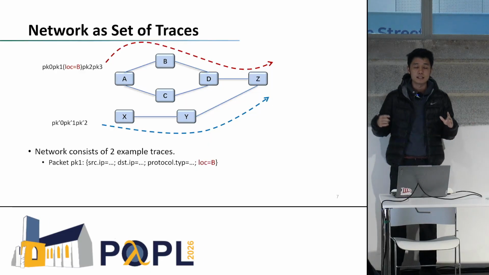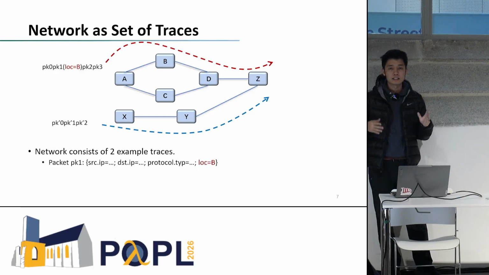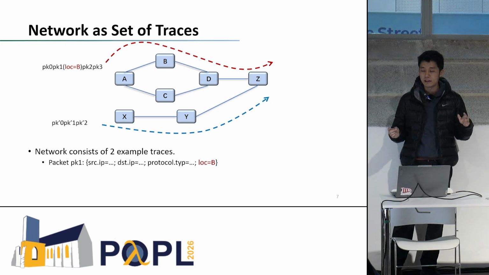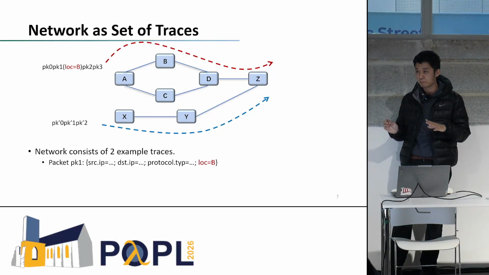Each packet contains important header information like source IP, destination IP, protocol type, as well as the location information, such as the packet 1 here denoted has a location field B denoted that it is now transmitted to the device B.